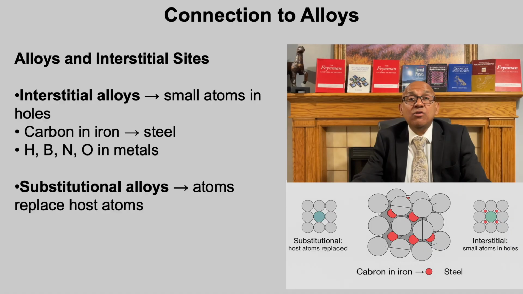Carbon atoms fit into octahedral sites in the iron lattice, creating steel, a material with far greater strength and versatility than pure iron. Other small atoms such as hydrogen, boron, nitrogen, and oxygen can also occupy these interstitial sites in different metals, producing compounds with unique hardness, magnetic behavior, or catalytic properties. This interplay between lattice geometry and interstitial filling explains why alloys are so technologically valuable.